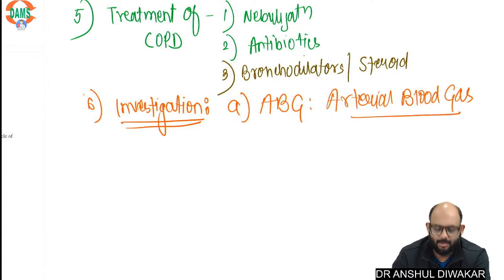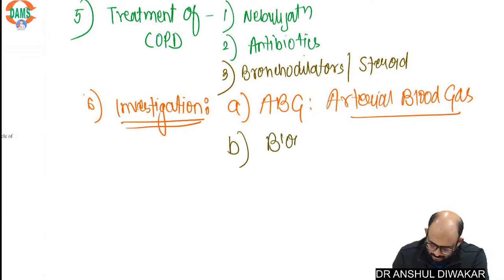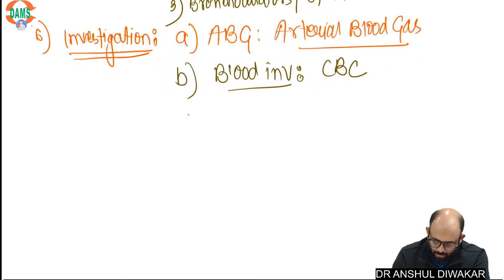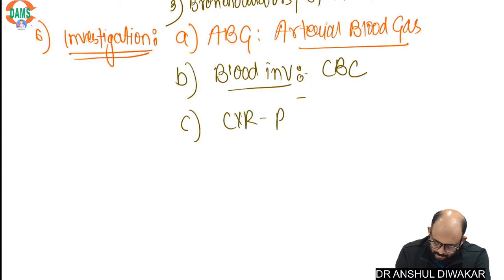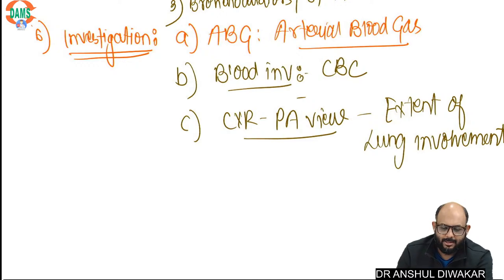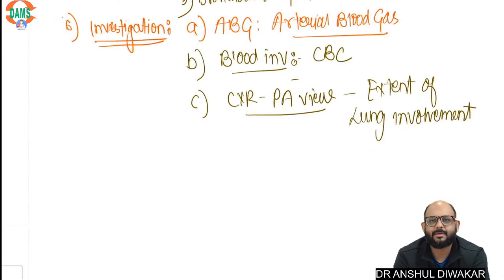Arterial blood gas. Very good. And then you will send for routine blood investigations. In this case, you would want to look at a CBC to rule out any cause of infection. You would want to look at chest x-ray, which is usually PA view, to look at the extent of lung involvement and severity of the disease.